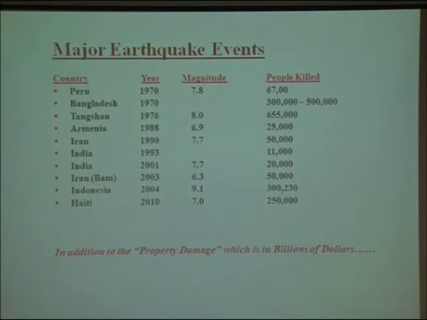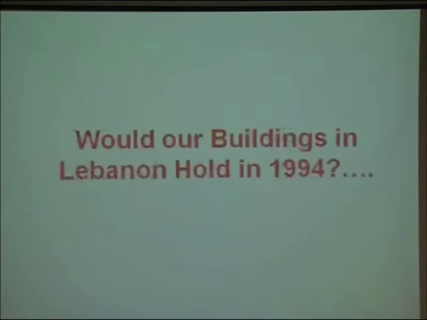You can see here, I'm giving you examples of the major earthquakes. 1970, 7.8, 67,000 people died in Peru. In Bangladesh, 300,000 to 500,000 people in 1970. We don't know the magnitude of that earthquake. And the list goes forever. India, 2001, 7.7, 20,000. Haiti, 2010, 250,000 people died. This is, of course, in addition to the property damage, which is estimated in billions of dollars.